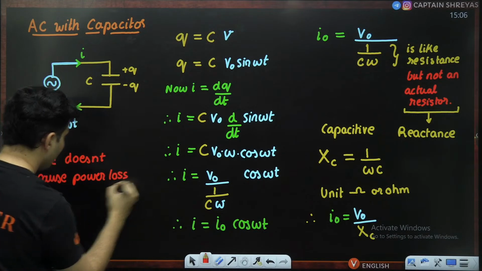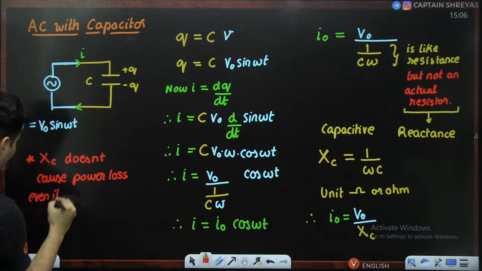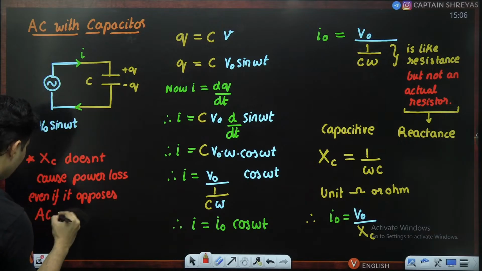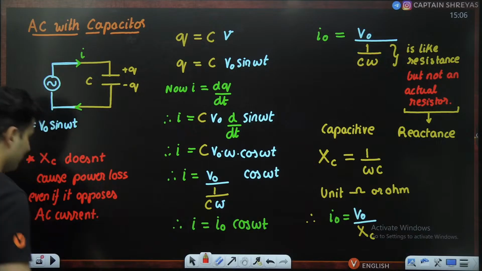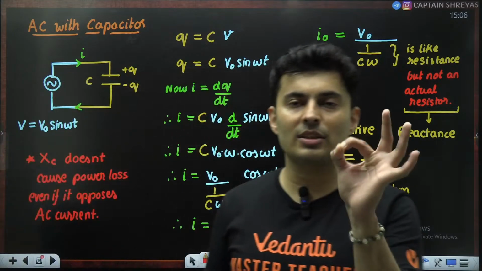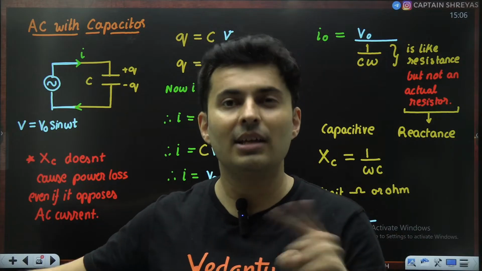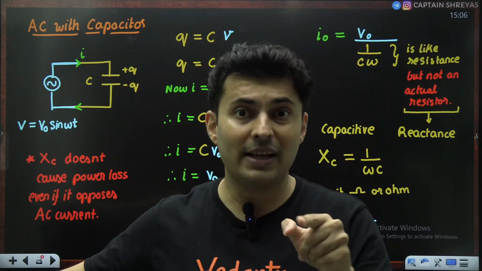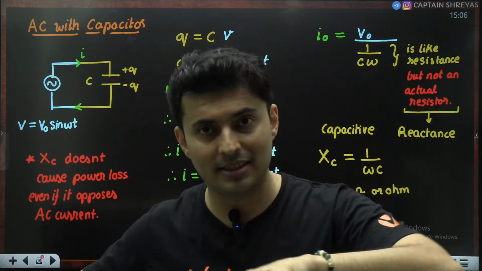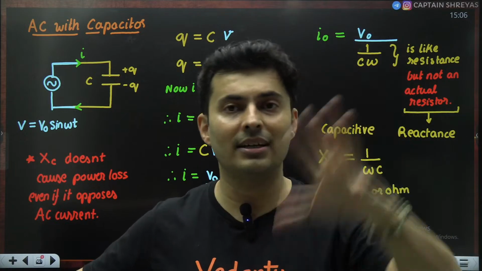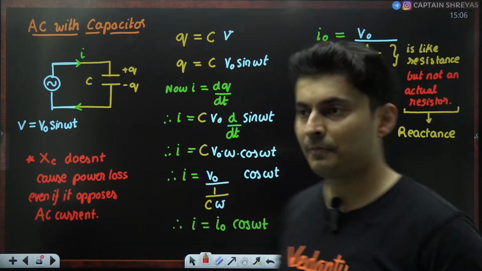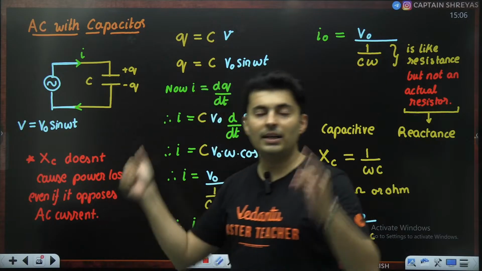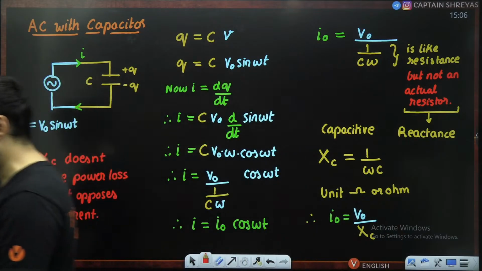Power loss, even if it opposes the AC current. So, it has some characteristics of a resistor, like it opposes the current, but it is not causing any loss. Why? Because a capacitor can never cause any loss. A capacitor has an electric field inside it, and the electric field stores that energy. Because it faithfully stores and restores that energy, it cannot cause any loss. So mind it that it does not cause any power loss, but it definitely opposes the AC current. Keep that in mind.